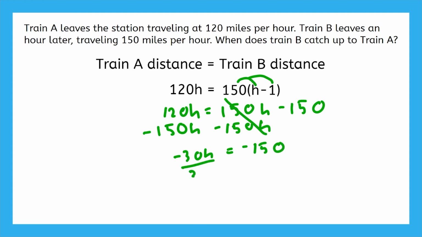Divide by negative 30 to cancel it on the left, and on the right, 150 divided by 30 is 5, and a negative divided by another negative is a positive, so those signs cancel each other out. So train B will catch up to train A 5 hours after train A left the station.